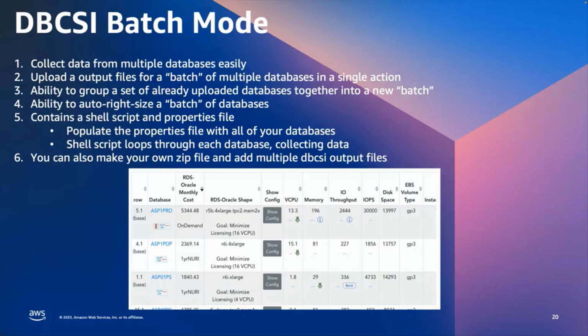To use the batch functionality, you can just navigate to the add page of DBCSI and tell us you want to add multiple databases. From that page, you'll then have the ability to download a zip file. And within that zip file is a shell script and a properties file. You can populate the properties file with your list of databases, essentially providing connect string type information. And then the shell script will simply loop through each database in the properties file, connect to it, run the data collection script, and then ultimately take all the different databases' output files and zip them together.